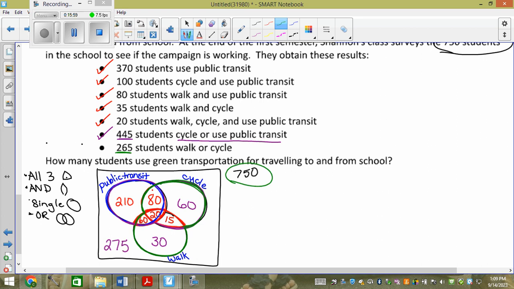So it said, how many students use green transportation for traveling to and from school? When we count up all those circles, those are all the green transportations, right? And they were 475, right?